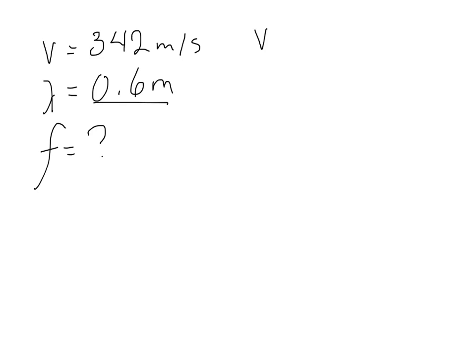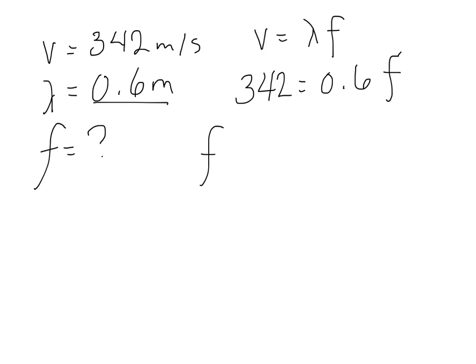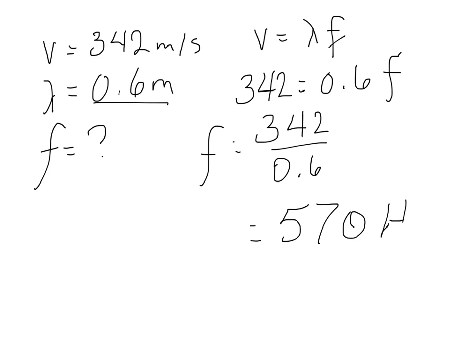Well, we know velocity is equal to wavelength times frequency. 342 is equal to 0.6 times frequency. So frequency is equal to 342 divided by 0.6, which is equal to 570 hertz. So if we had a 570 hertz tuning fork at room temperature, it would produce a wavelength of 0.6 meters.